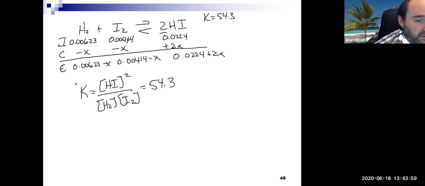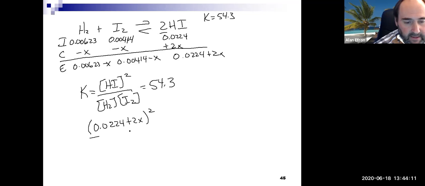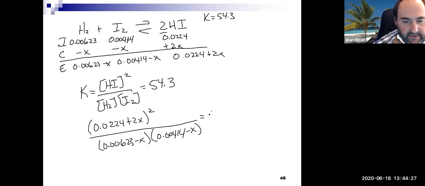So at this point, we're going to put everybody in there, and we will get something that looks like this: 0.0224 plus 2x, we're going to square it, divided by 0.00623 minus x and 0.00414 minus x. And that's going to equal 54.3. That looks like some fun, right?